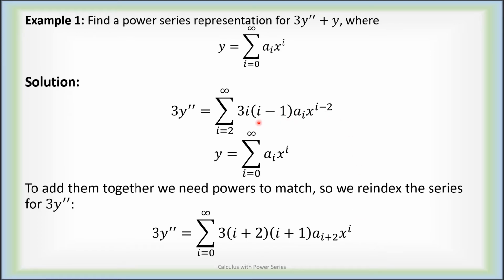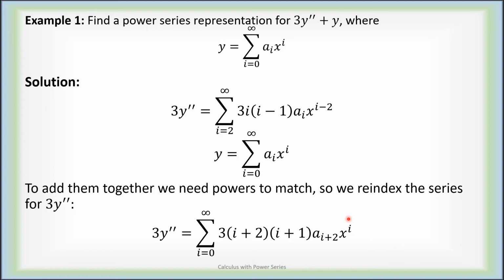But then I need to change every other instance of i. For a_i, that index is 2 larger than the power. So if the power becomes i, instead of having a_i I have a_(i+2). It needs to be 2 larger than the power. Here I have an i minus 1. That's 1 larger than i minus 2.